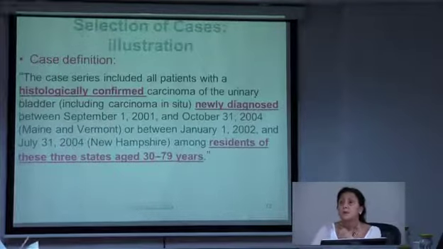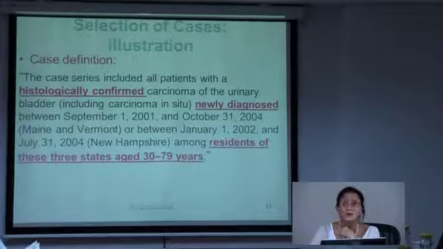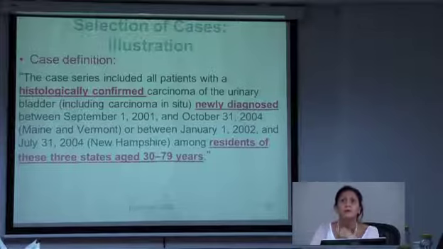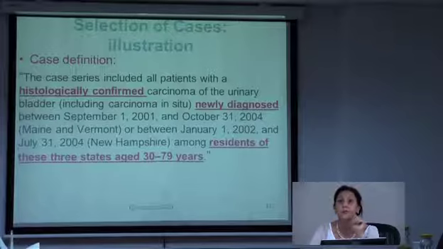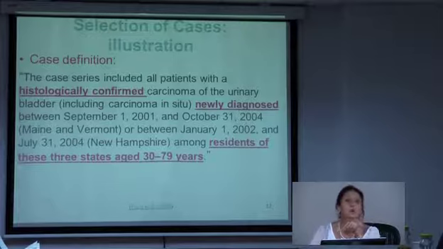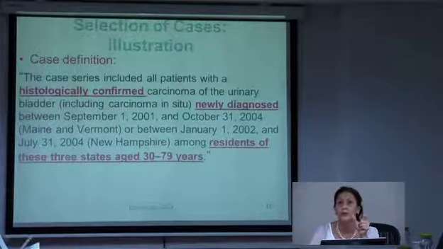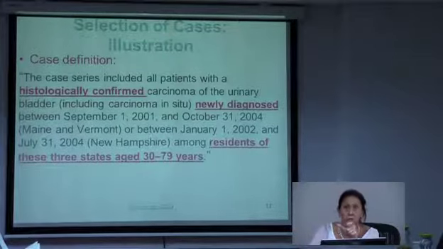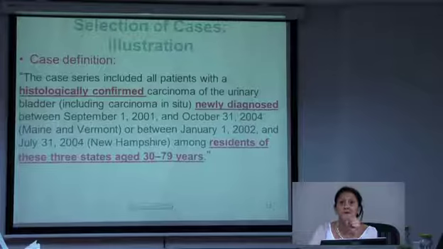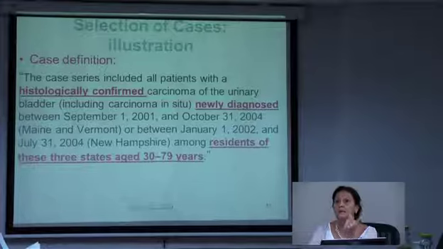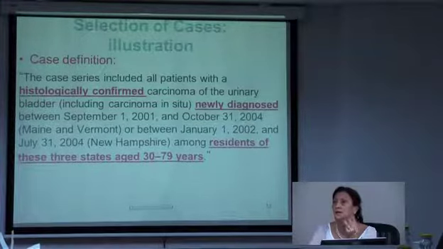So, this is from the article, which says the case series of bladder cancer included all patients with a histologically confirmed carcinoma of the urinary bladder, including carcinoma in situ, newly diagnosed, specifying the time period when these were diagnosed in Maine, Vermont, and New Hampshire, among residents of 3 states aged 30 to 79. So it's histologically confirmed, specify the place, specify that it's newly diagnosed, and the age group.